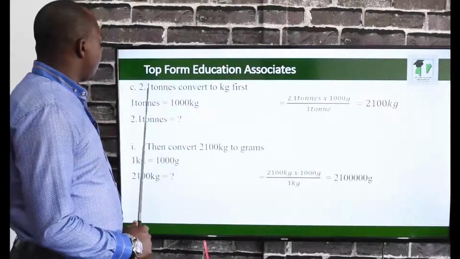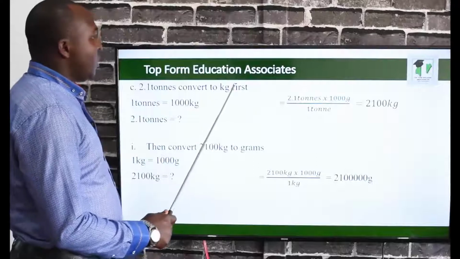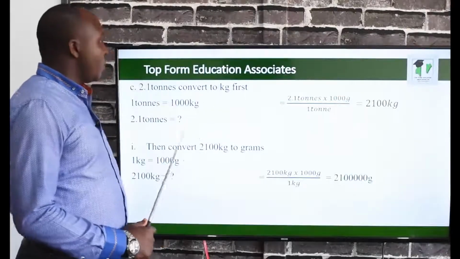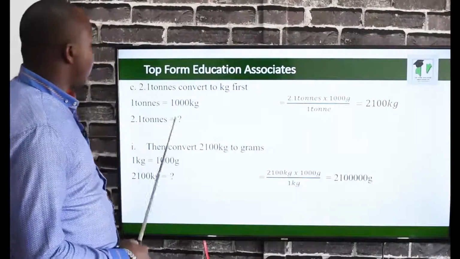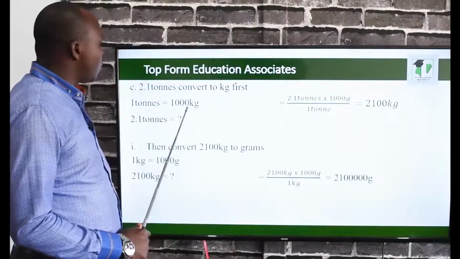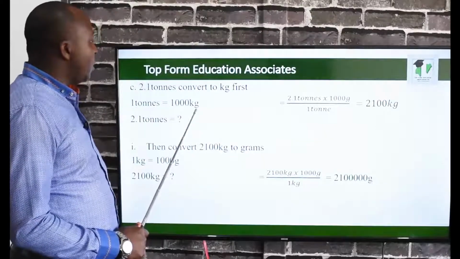C, 2.1 tons, convert to kg first. In this one, from ton, we want to convert to kg first. 1 ton equals 1,000 kilograms.